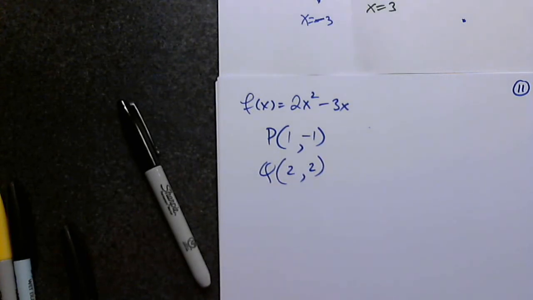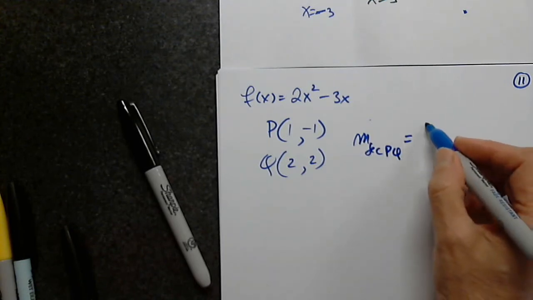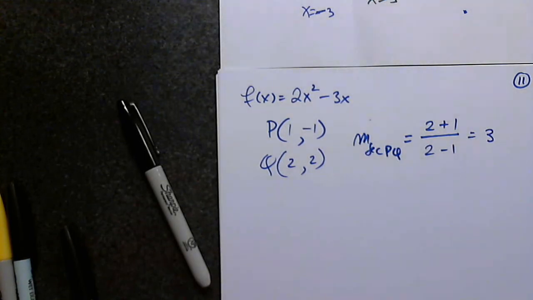So the question is asking us to find the average rate of change between P and Q, and the slope of the secant line, which we know are the same, right? So the slope of the secant line PQ will be 2 minus 1 over 2 minus 1, which is 3. So this will be the average rate of change as well as the slope of the secant line between P and Q, correct? Correct. Okay, now we're asked, that's all we're asked.